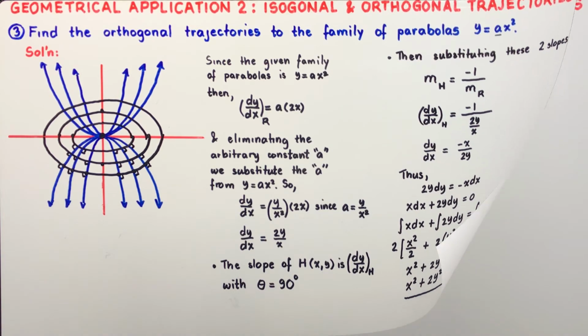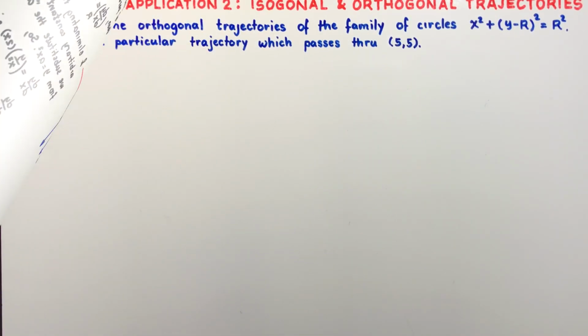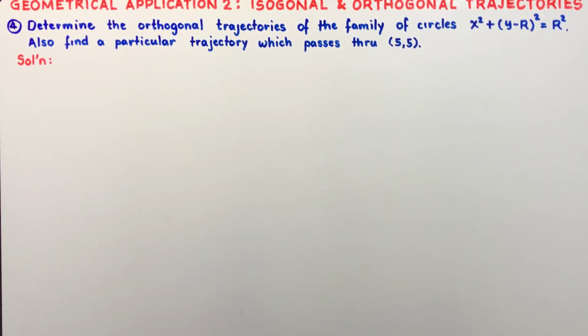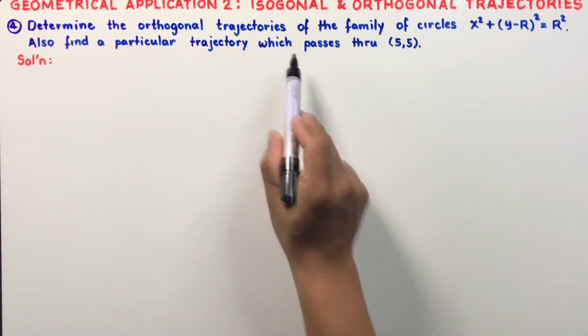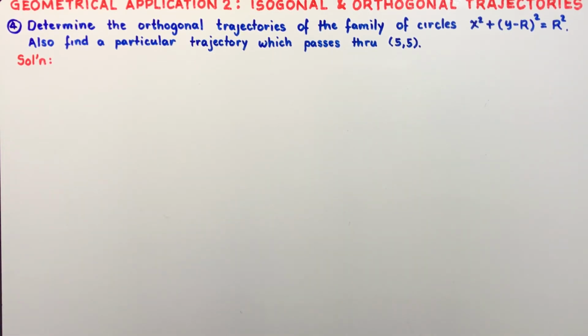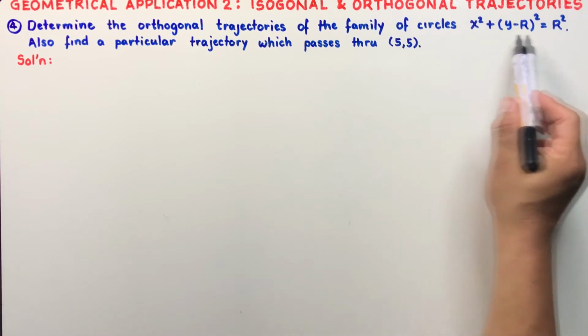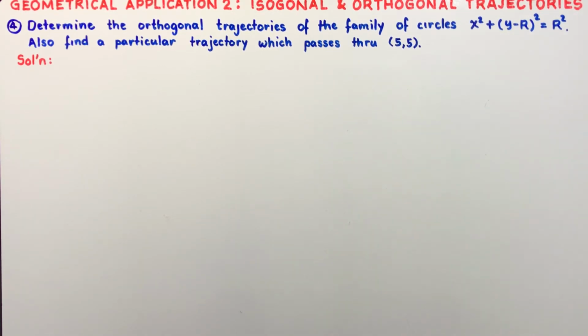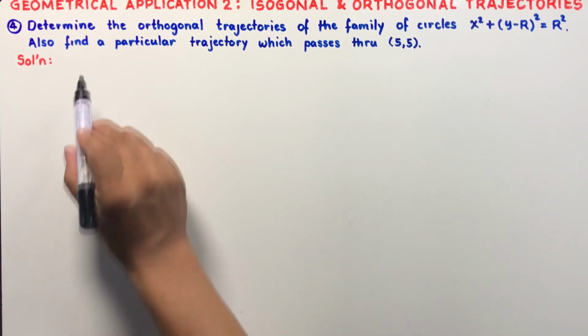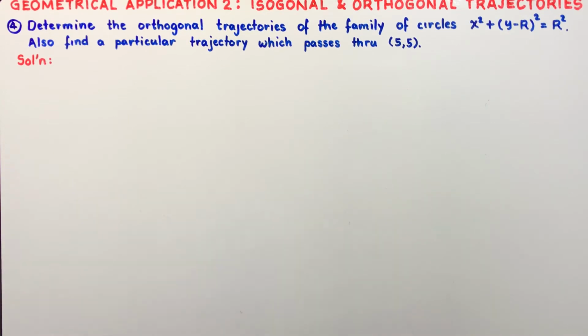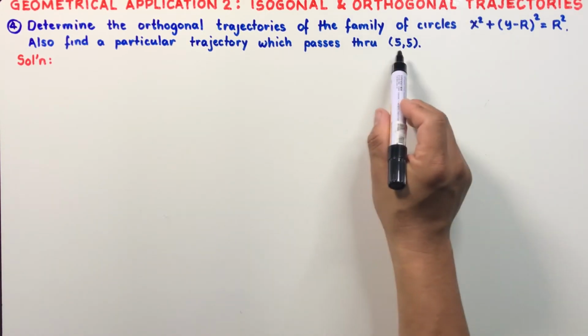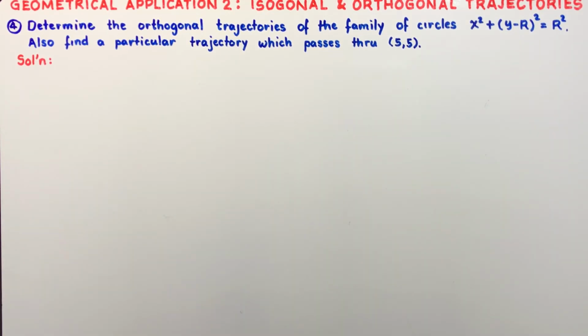Now, let's proceed to our last example here. Determine the orthogonal trajectories of the family of circles whose equation is x squared plus (y minus r) quantity squared is equal to r squared. And also find the particular trajectory which passes through a specific point whose coordinates are 5 and 5.